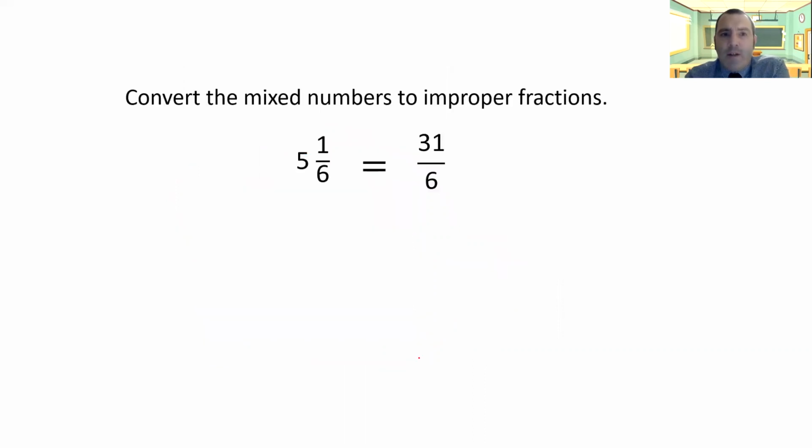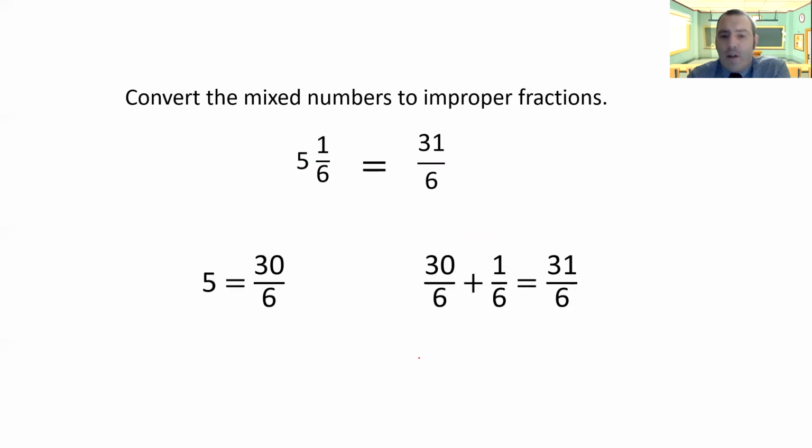So to convert the mixed number to an improper fraction, 5 1/6 is the same as 31/6. So 5 is the same or equivalent to 36. So 36 plus 1/6 gives us 31/6.